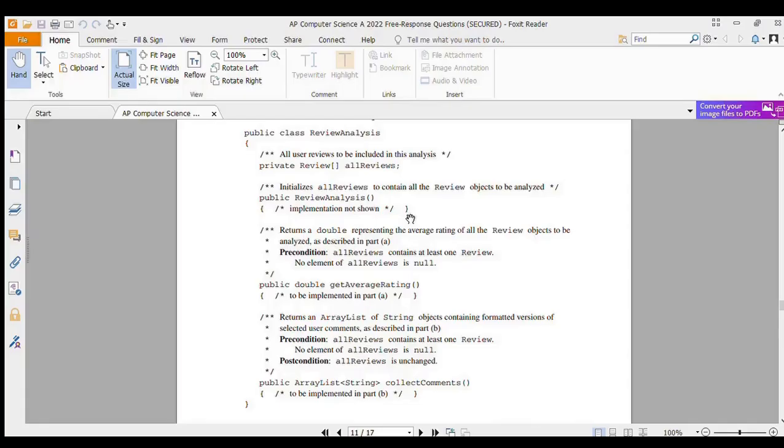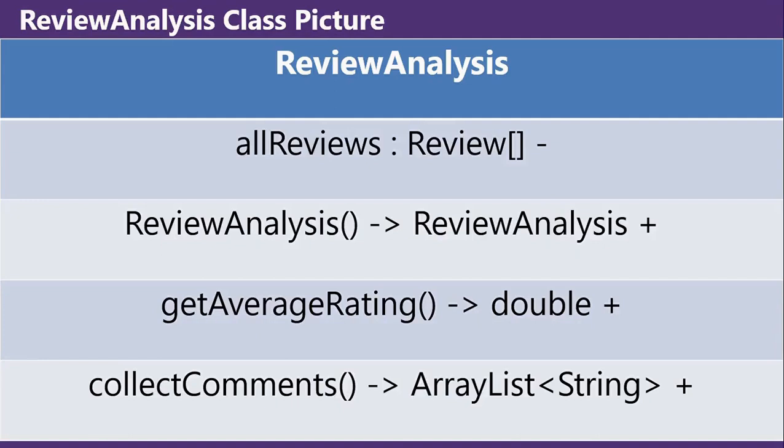For the next part of question 3, we're looking at the ReviewAnalysis class. It has a private member that's a Review array called allReviews. It has a public constructor. It has a public double getAverageRating method. And it has a public ArrayList of Strings collectComments method. For the ReviewAnalysis class, you draw this picture. You have a private member, allReviews, that's a Review array, a ReviewAnalysis constructor that's public, a getAverageRating method that returns a double and is public, and a collectComments method that returns an ArrayList of Strings and it's public.